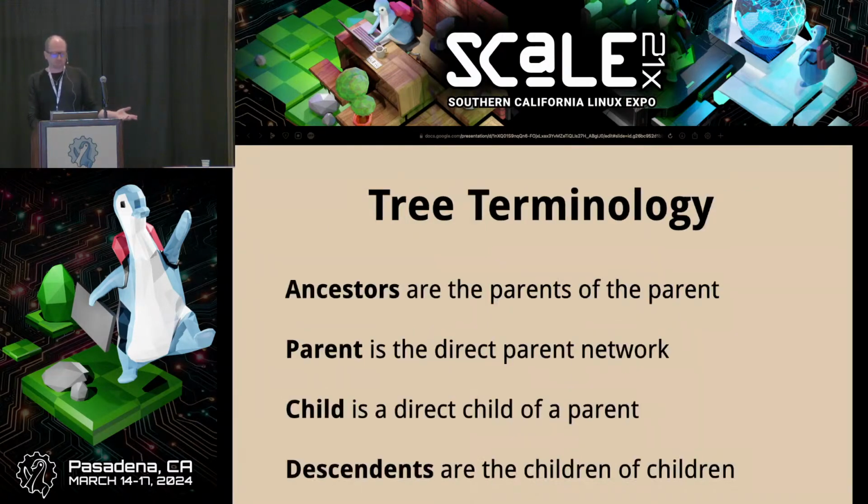So just like family trees, we have tree terminology. For example, your ancestors are the networks that you are descendant from, or that are your parents, or the parents' parents. The parent is your direct network that you're a member of. Generally, that's also where your default gateway would be. A child is, again, a direct child of a parent. Descendants are the children of all the children of a parent. Siblings is another term. I didn't go into this, but that's two objects that share the same parent, just like two children that would share the same parent.